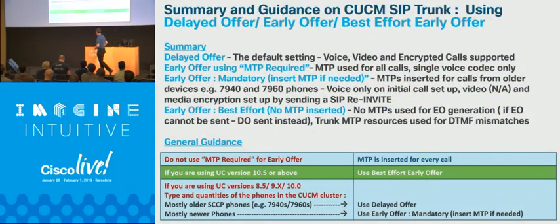Okay, and this is just a summary here. This is a bit of a wordy chart, but really, if you're using 10.5 or above, the key takeaway here is use early offer. Don't use MTP required. There are much better ways to anchor the media if you need to do that. If you are using these early versions, then consider the phone types that you've got to make your choice.